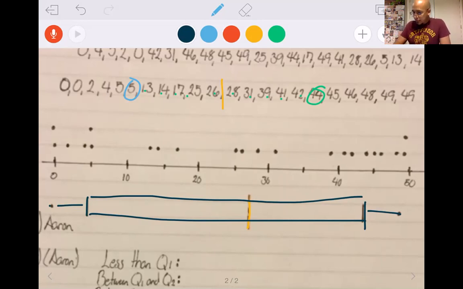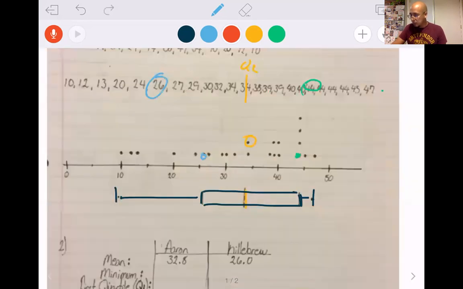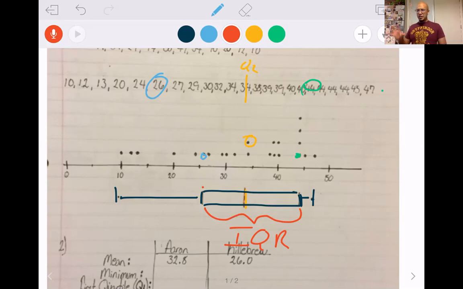So yes, notice that this box right here represents my interquartile range, the distance between Q1 and Q3. So that is my IQR. And same thing in the previous one, this distance right here is your interquartile range. That is the distance between Q1 and Q3. That's essentially it. Let's answer some of the questions together.